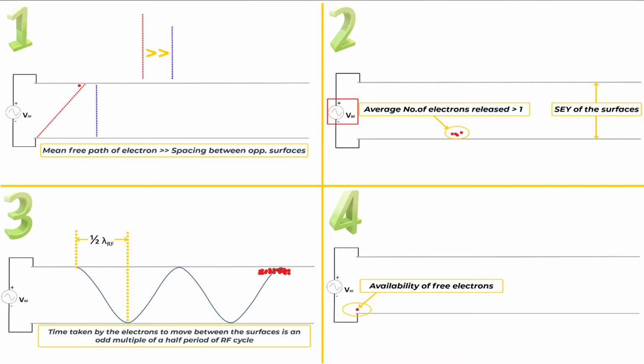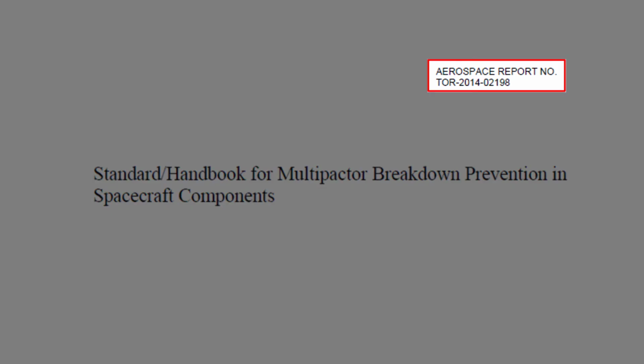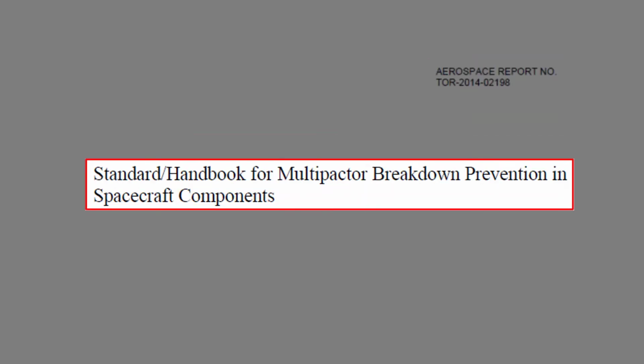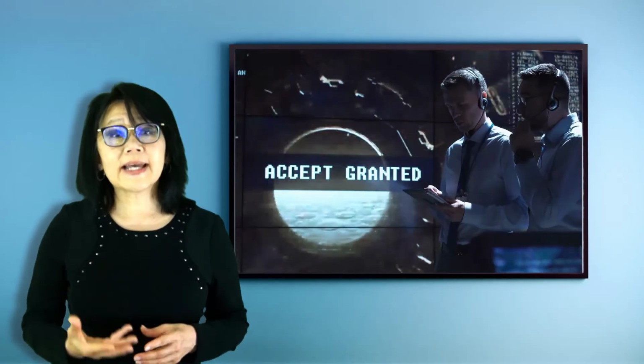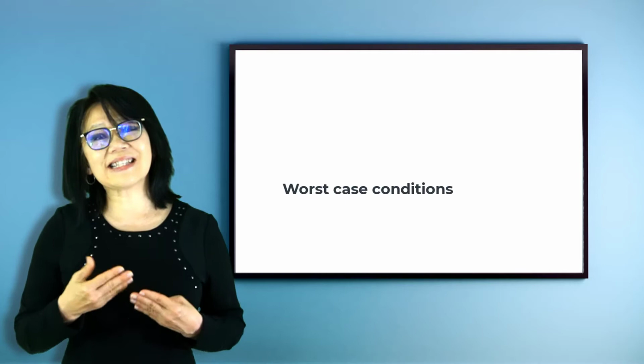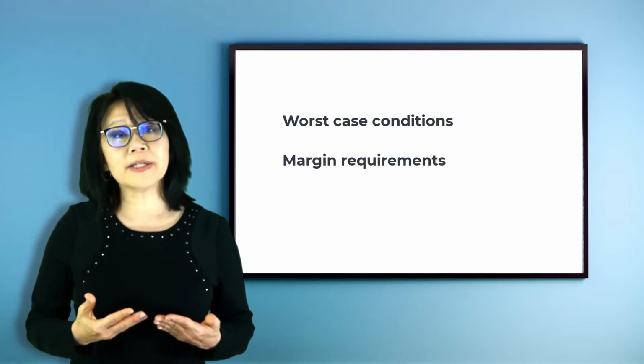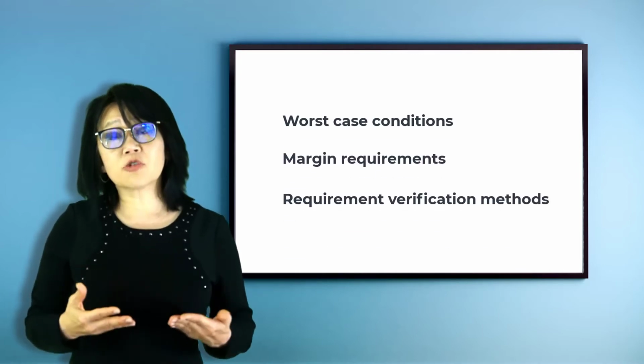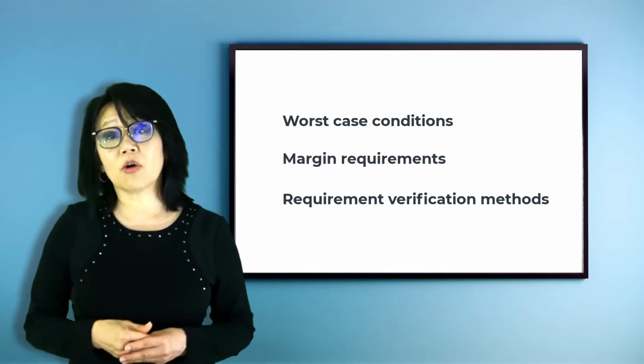Now, there is a document titled TOR 2014-02198, and that is intended to provide a standardized process for mitigation of multipactor breakdown within spacecraft components. It is directed towards component designers, satellite system engineers, as well as the customer community. It provides worst case conditions, margin requirements, and verification of these requirements using state-of-the-art methodologies.